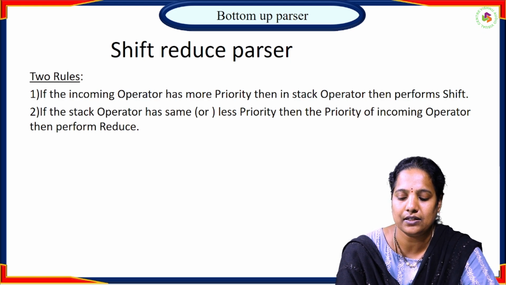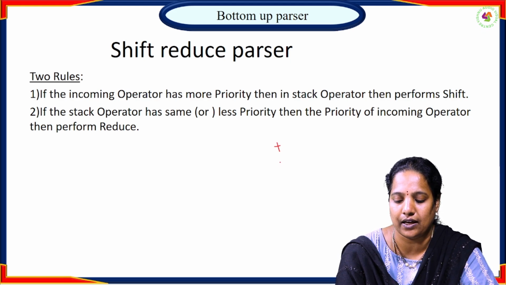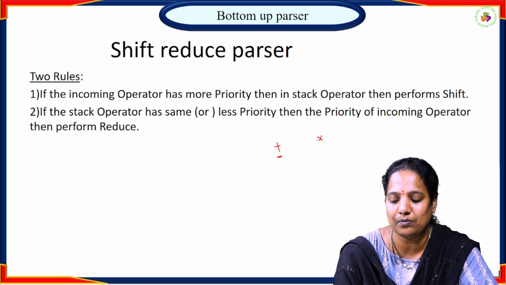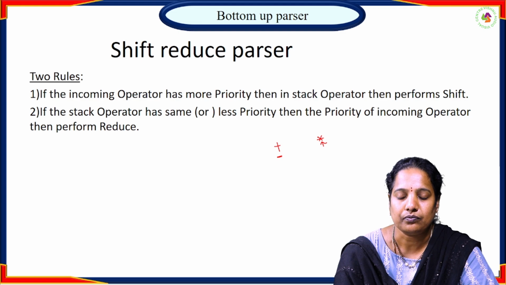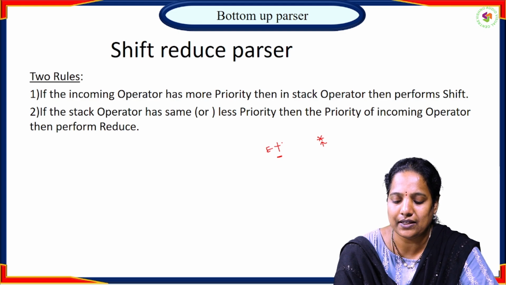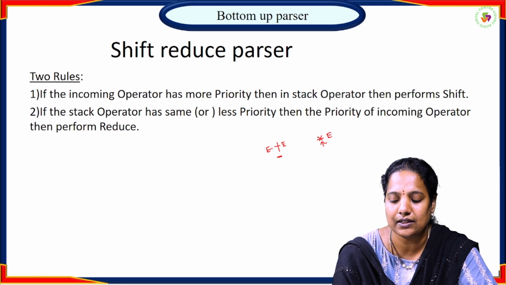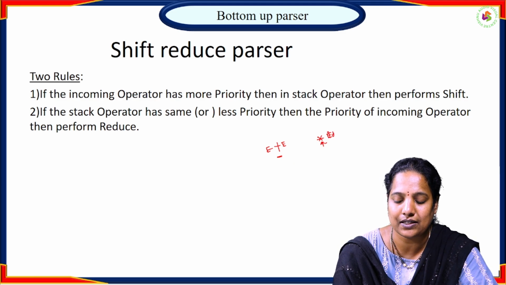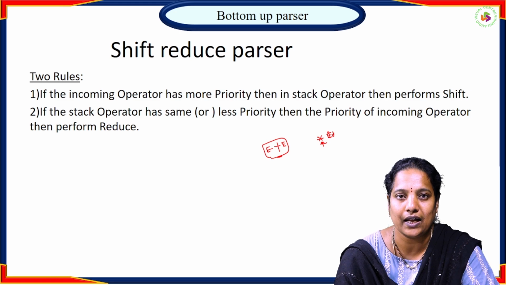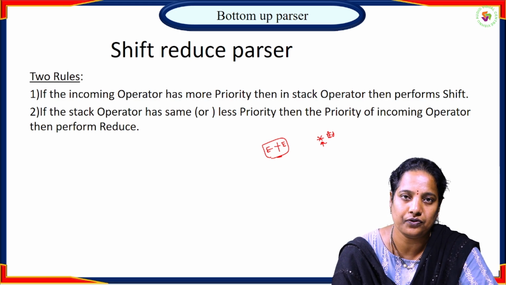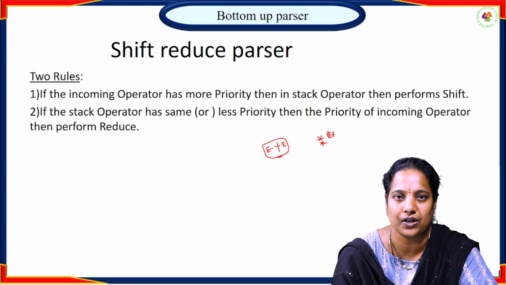For example, inside the stack a plus operator is already there, and your current input symbol is star. For example, E plus E is your stack content and the current input symbol is star. In these cases, if the current input symbol is star, and a reduction is also possible for the grammar, then there will be a conflict. Either we need to follow a shift operation or a reduce operation.